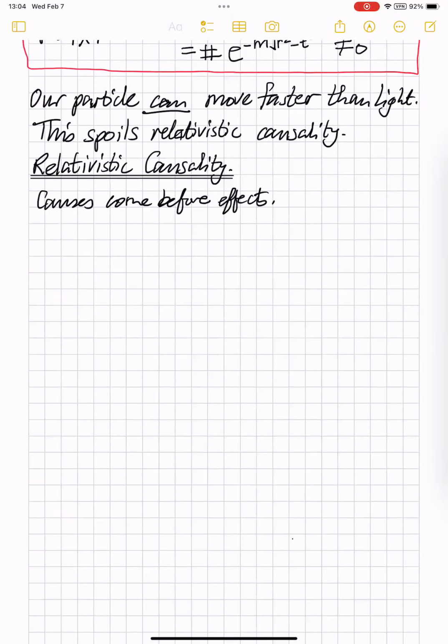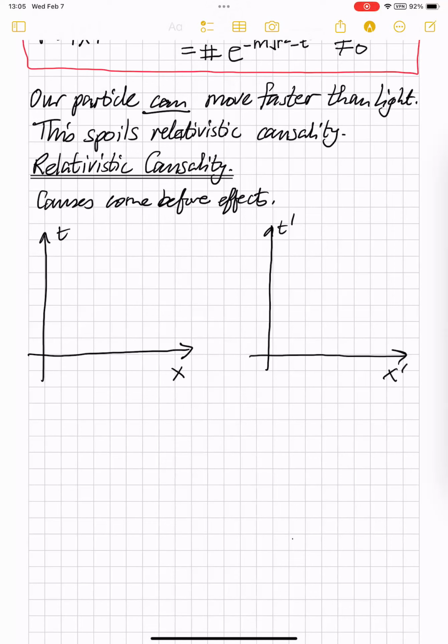So let's imagine I've got two reference frames. Here's the first reference frame. It has a time axis t, and it has a space axis x. And there's a second frame with a time axis t prime and a space axis x prime. So let's call this frame O and this frame O prime.